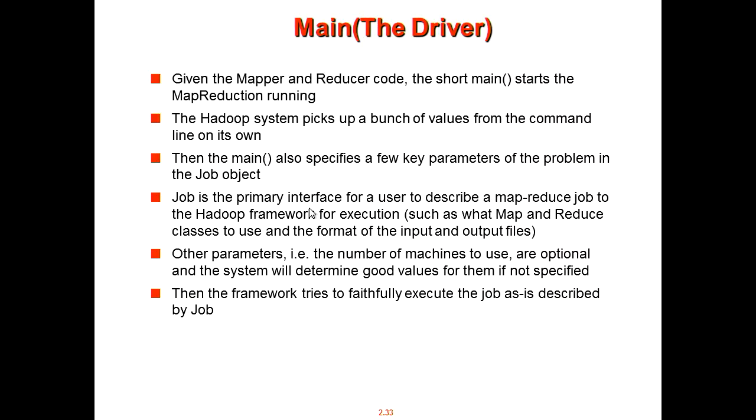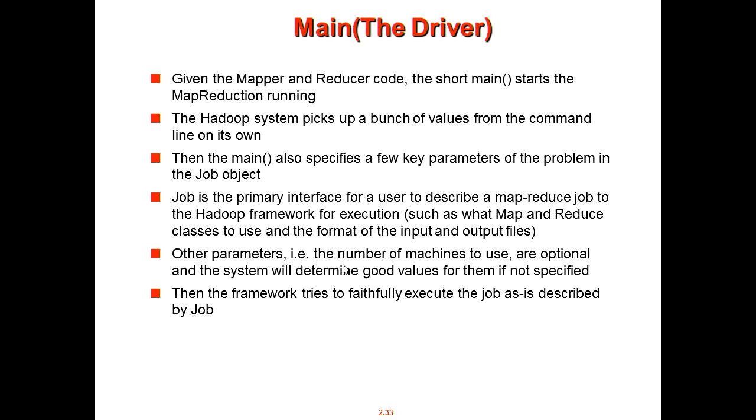Okay, so here are some more explanations about the main function. This main class will start the MapReduce running, and the Hadoop system will pick up a bunch of values from the command line on its own. The main function is the entry point for the MapReduce program, and it also gets the parameters, such as the input folder and output folder, to specify input-output paths. If your program takes some parameters, you can also take them from here, and then pass these parameters to your map jobs and to your reduce jobs. And the job is the primary interface for the user to describe the MapReduce job to the Hadoop framework for execution.